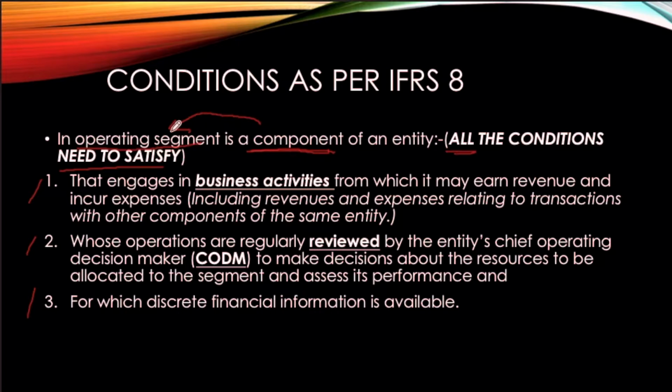So let's go through all of these with a bird's eye view. The first one I will read out: that engages in business activities. I've highlighted it in italics and bold because it has some relevance, which means it engages in any business activity from which it earns revenue and incurs expenses. Second, whose operations are regularly reviewed by the CODM. The third is for which discrete financial information is available. Let's understand the rationale behind each of these three conditions that all need to be satisfied to call a component an operating segment.